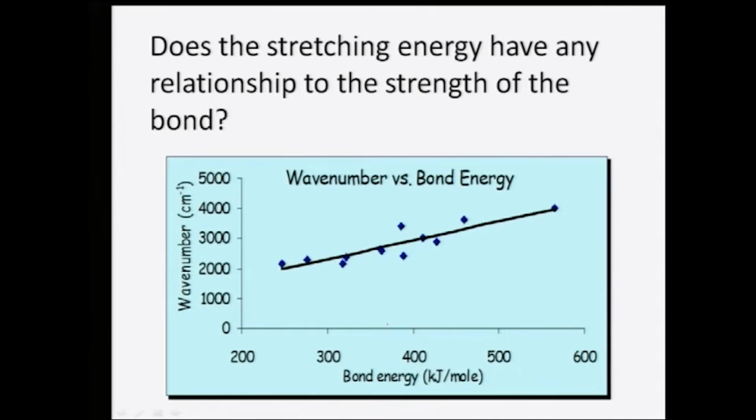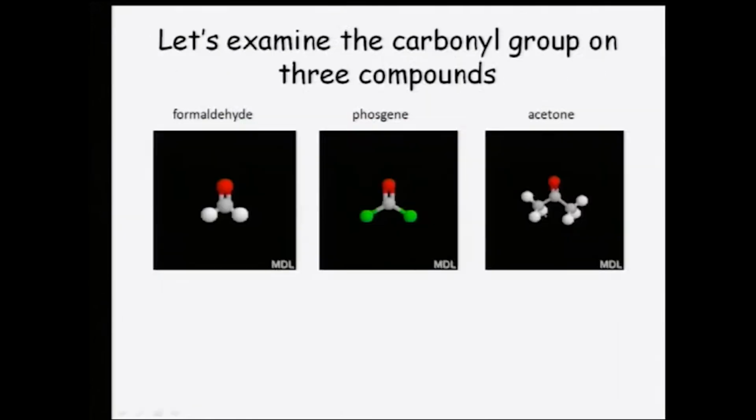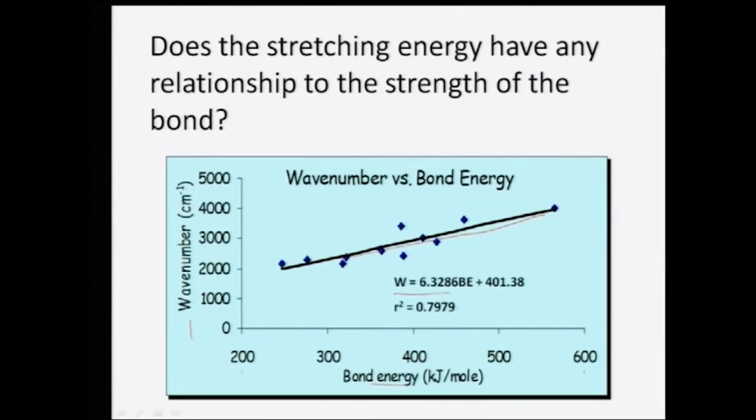If you look at wave number versus bond energies, the bond energy goes from 200 to about 600 kilojoule per mole, and wave numbers from 0 to 5000. As you can see, as the bond energy increases, the wave number also increases. That means stretching energy is related to the strength of the bond. As the bond strength increases, the stretching energy also increases. That is what this plot is suggesting. We can plot it and get a very reasonable confidence using R square.